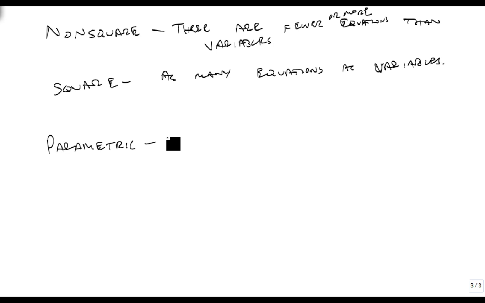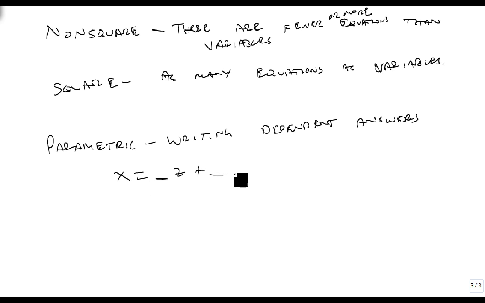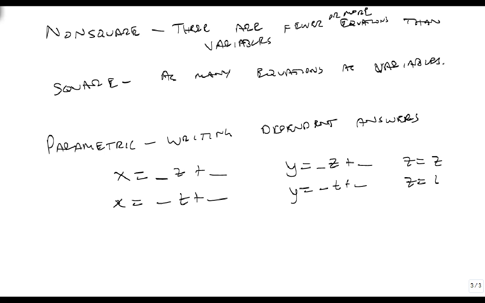And parametric is just a way of writing dependent answers. And the idea here is that we'll have x equals something times z plus something, and y equals something times z plus something, and z is just z, or we could use a t here. And y is some value of t plus something, and z is just t. And if this is the case, then it's parametric, so that the x, the y, and the z can all be found by picking some t. And we'll show you what that means later as we work through these problems.